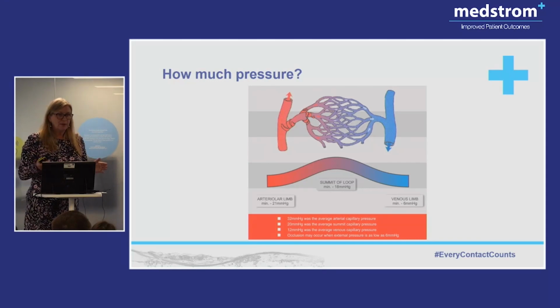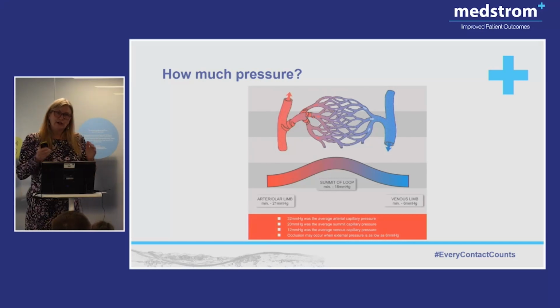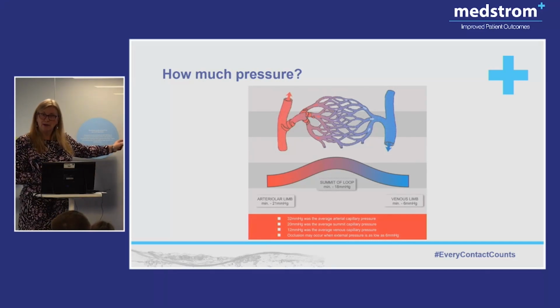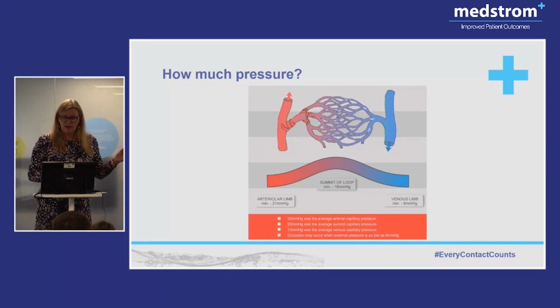Does that matter? If you think about your vessels as a roadway system, any of you who travel here via a motorway, if there's an accident on a slip road up to a roundabout, what happens to the rest of the motorway? That gets backed up, doesn't it?